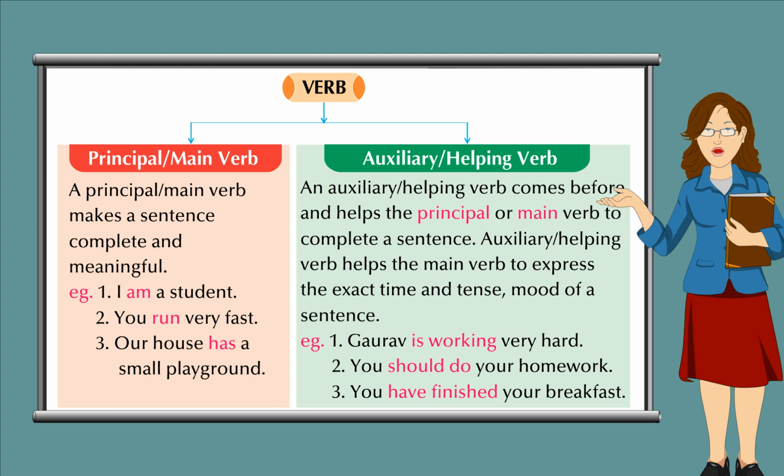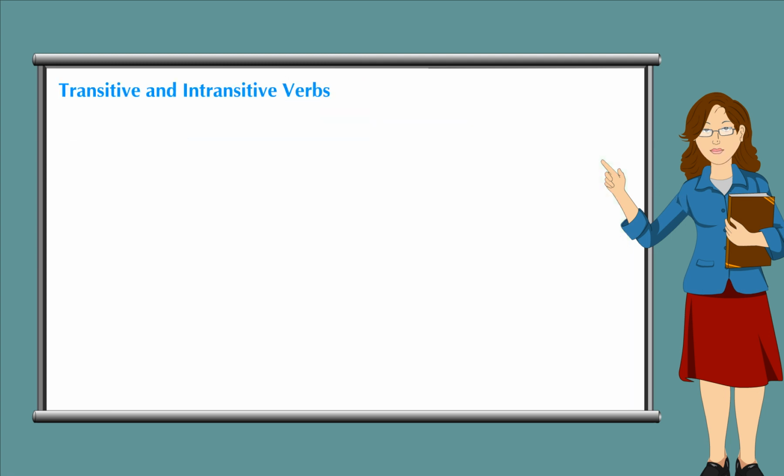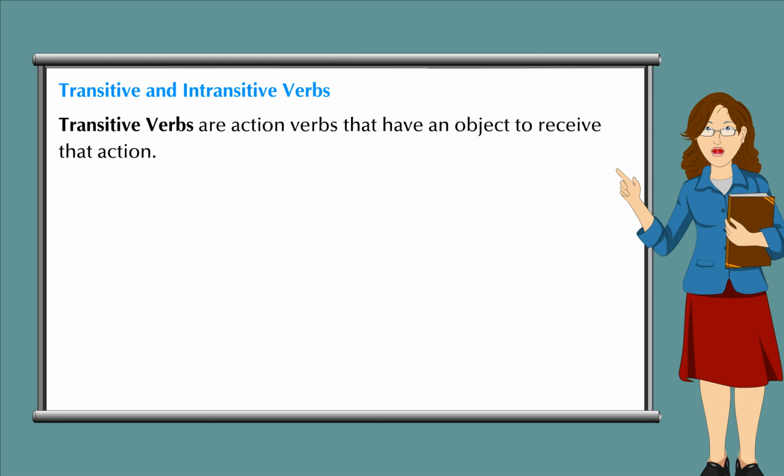Example: 1. Gaurav is working very hard. 2. You should do your homework. 3. You should have finished your breakfast. Transitive and intransitive verbs. Transitive verbs are action verbs that have an object to receive that action.